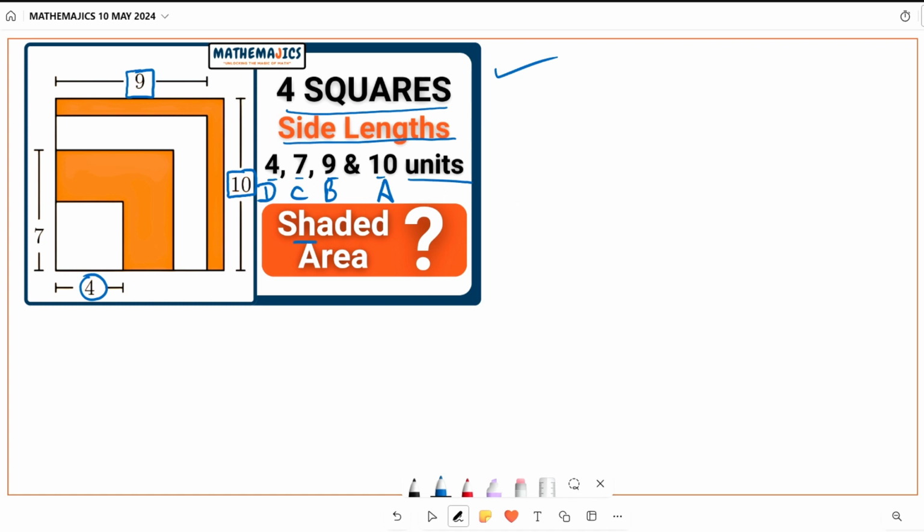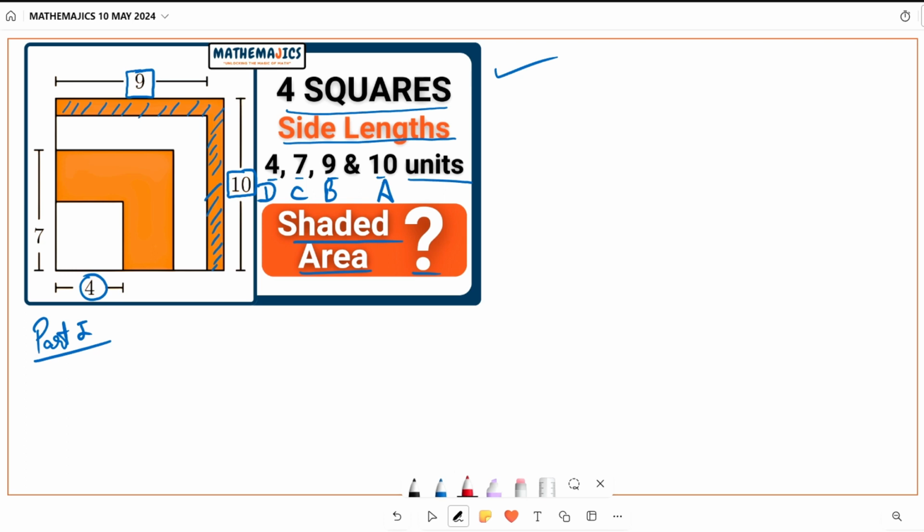What do we need to find out? We need to find out the shaded area. This shaded area, the orange color area that is there in the figure, we need to find that. So we will divide it into two parts. Let this orange color shaded area be part 1. So let's find the area of this part 1.